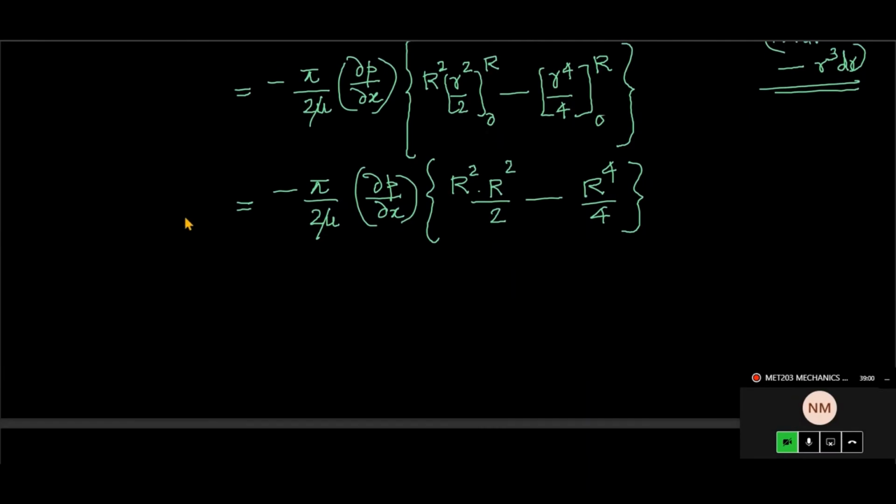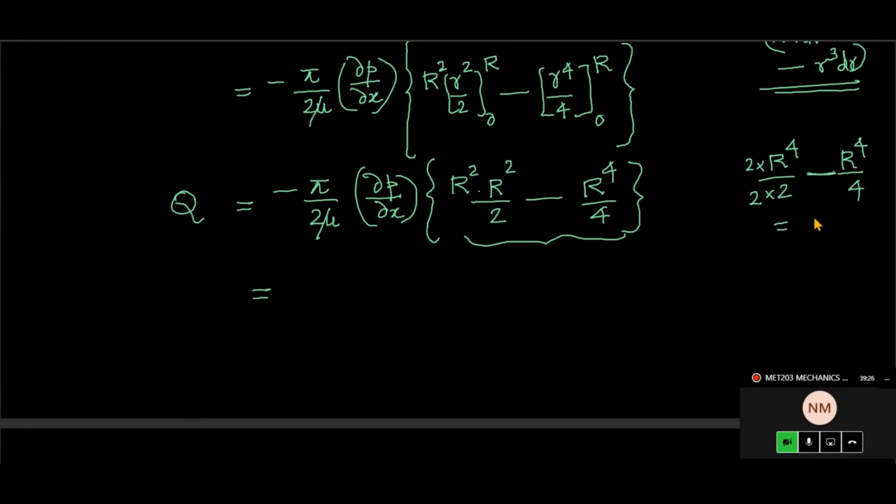And now further simplification, what do you get? Minus, please take the LCM. This part, when you do it, will become R raised to 4 by 2 minus R raised to 4 by 4. You take the LCM, which means you are multiplying by 2. So what you get is 2R raised to 4 minus R raised to 4, divided by 4.